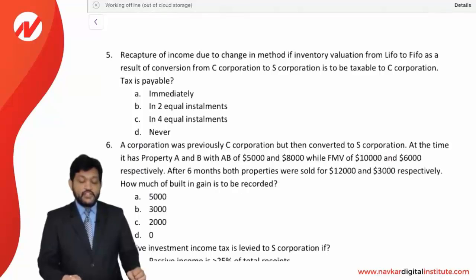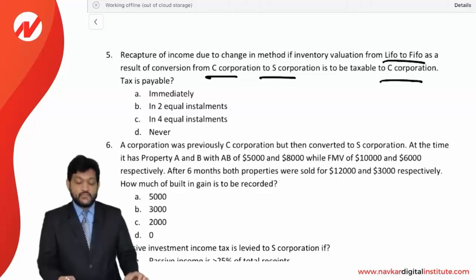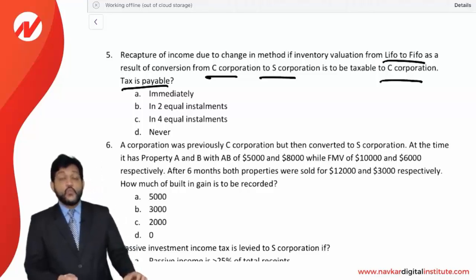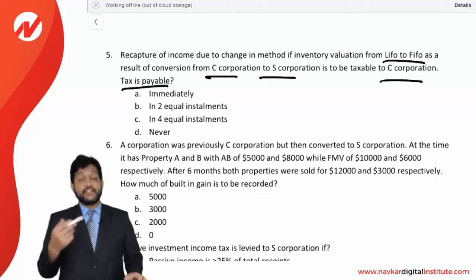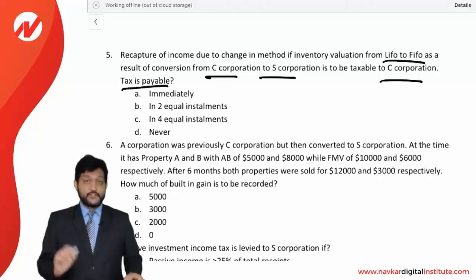Recapture of income due to change in method of inventory valuation from LIFO to FIFO as a result of conversion from C corporation to S status is taxable to the C corporation. The tax is payable. Okay. When there is a conversion from C corporation to S corporation and the C corporation was following the LIFO method, then it has to be converted from LIFO to FIFO method, as an S corporation cannot follow LIFO. So now the method will be changed from LIFO to FIFO, and whatever adjustment happens, that adjustment is going to be considered for tax purposes by the C corporation in its last return. And the tax will be payable in 4 installments. The answer is option C, 4 annual installments.